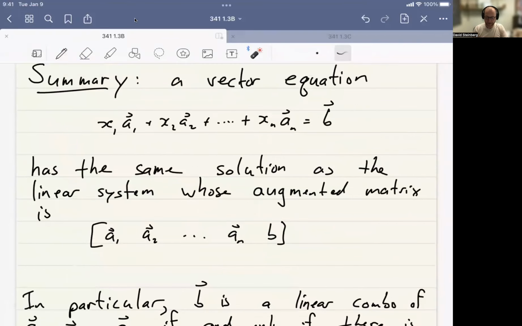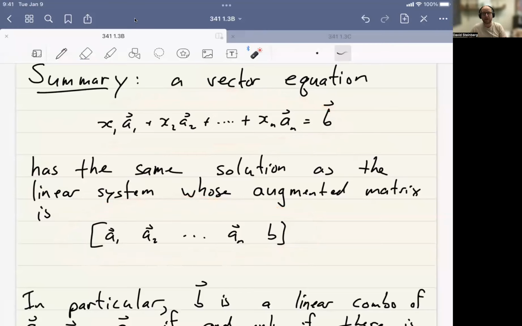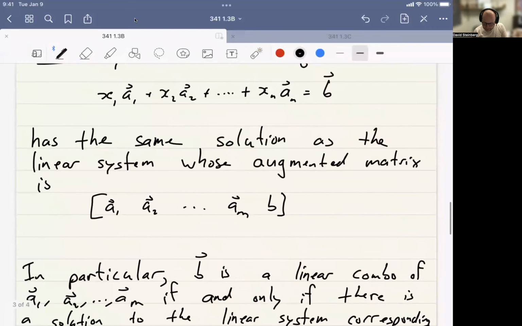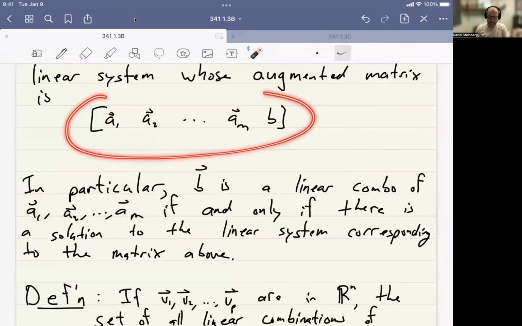So in general, anytime you've got a vector equation, it boils down to the solutions to the linear system corresponding to that augmented matrix. And in particular, B is a linear combination of the vectors A1, A2, all the way to AM. Do I want M here? Maybe it's not important right now, but let's be consistent. I think I want M. Okay. B is a linear combination of the vectors A1 all the way up to AM exactly when there's a solution to the linear system corresponding to this matrix.